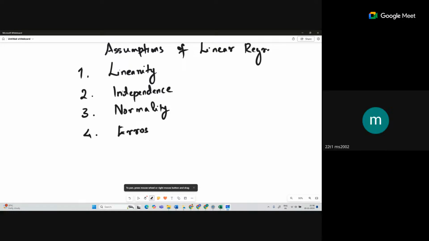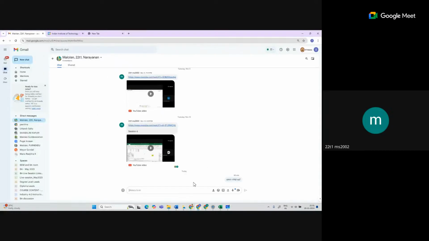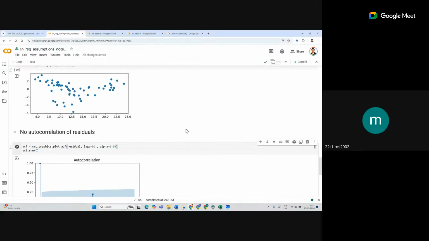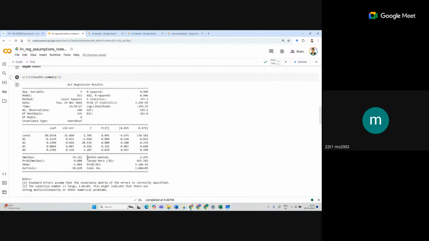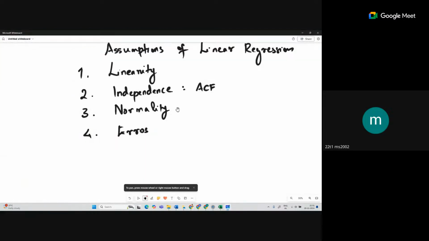Assumptions of linear regression. So we saw linearity. You could simply plot a correlation plot and check for linearity between your features and target variable. Independence we just saw with an ACF plot. You can also check with the Durbin-Watson statistic. That's another statistical test for checking independence. Second thing is normality.